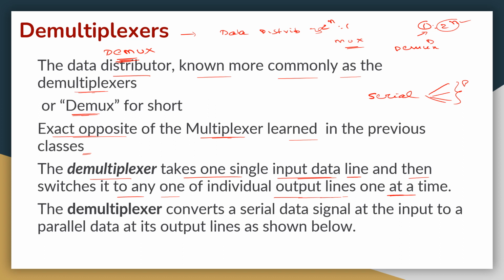Serial data and coming to that parallel. So therefore it can be called serial to parallel conversion. Okay, so now we will go for that analysis.